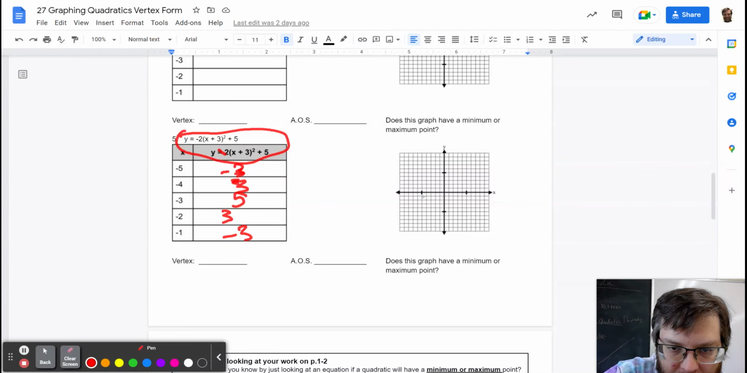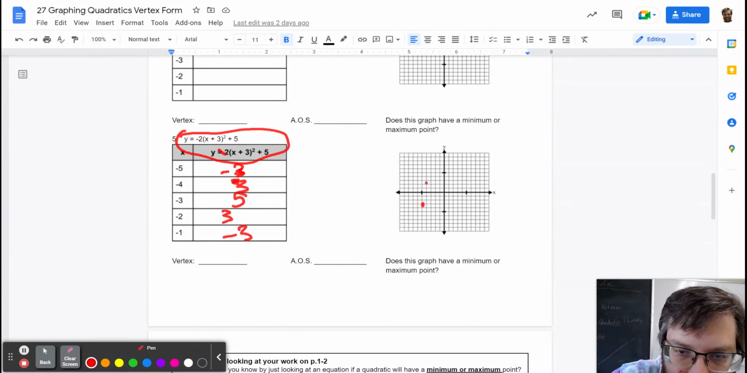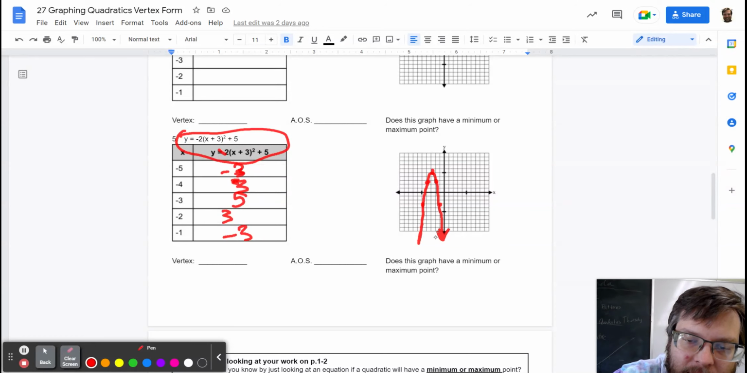Let's try to graph those dots. So negative 5 comma negative 3 is right here. Negative 4 comma 3 is right here. Negative 3 comma 5. Negative 2 comma 3. Negative 1 comma negative 3. That time I didn't progress from the vertex outward, just to show you that although that's a nice method, you don't need to do it that way.